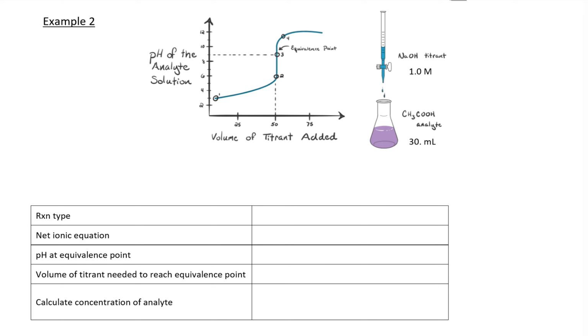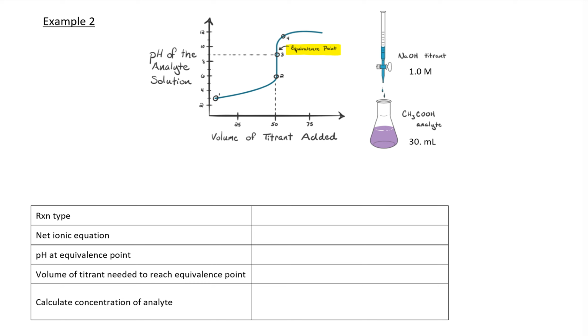In example 2 here, we have a different titration curve, and we're asked what is the reaction type, and ultimately we want to solve for the molarity, the concentration of the analyte, the stuff in the flask. So if I just look at the graph, I've got a lot of information here. The equivalence point, again, you're looking for that vertical section of the curve. Halfway up that vertical section is your equivalence point. That's where your moles of acid equal moles of base.